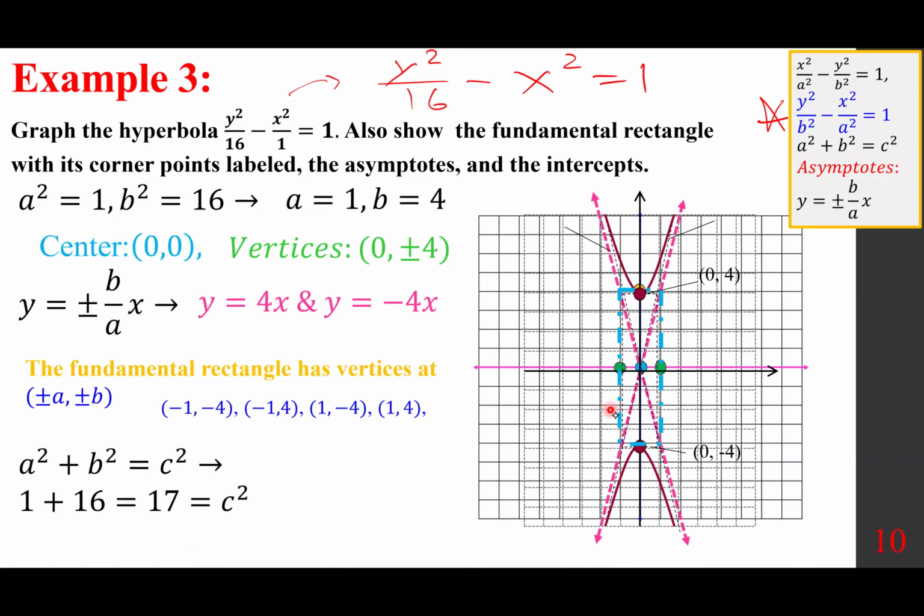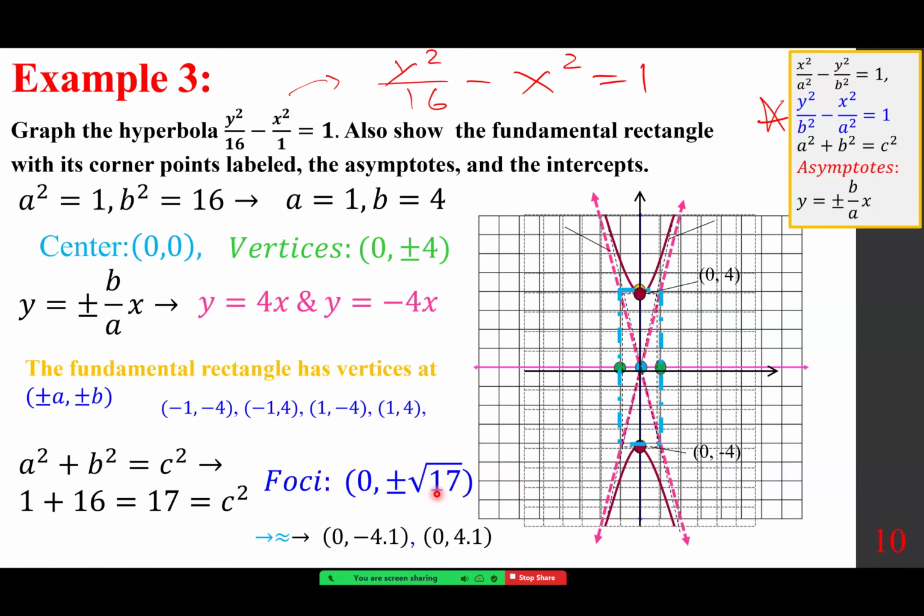So the foci, now here's what's interesting. The foci are no longer on the x-axis, but on the y-axis in essence. So they're at 0, plus or minus square root of 17. And for the sake of the graph, if we go with the decimal representation, roughly 4.1, they're located at 0, negative 4.1, and 0, positive 4.1. Again, exact answer, and a rough estimate for the sake of the graph. So basically, we understand the differences, the way they open up.